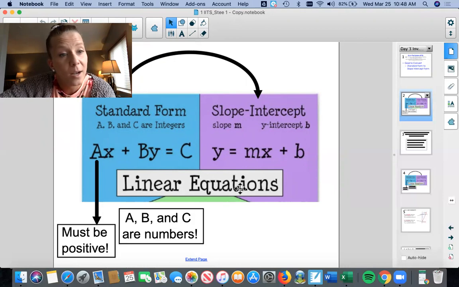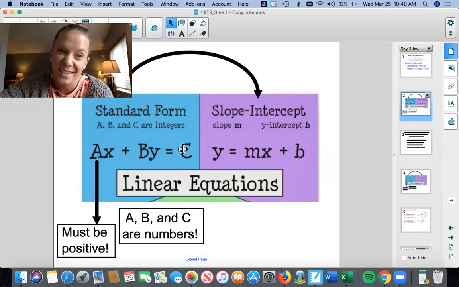So here's a couple of things that you can notice. It is Ax plus By equals C. So you'll notice a couple of things. X and Y are on the same side. A, B, and C are just numbers.